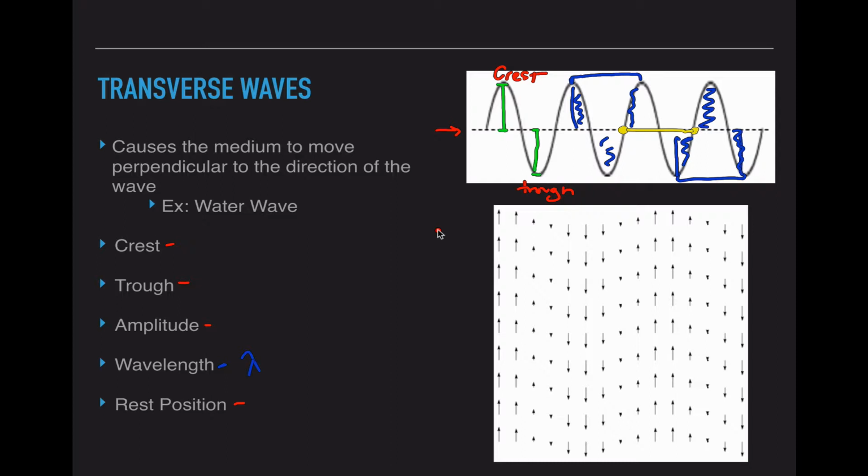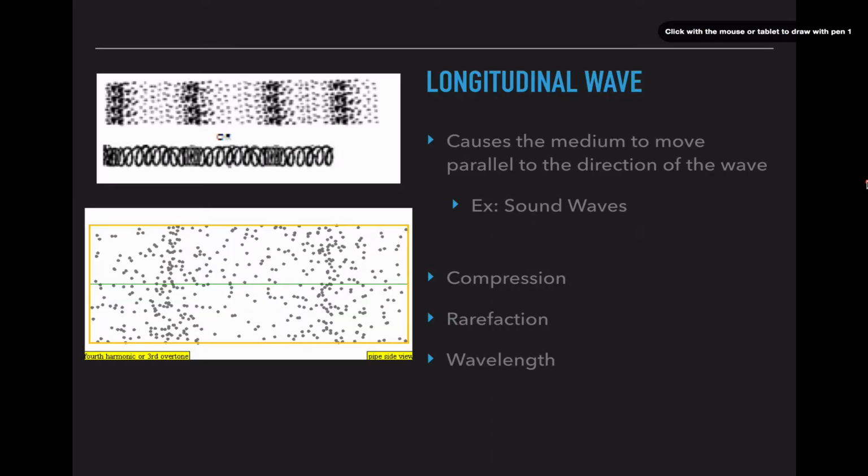So the first type of wave is a transverse wave. It's the type of wave we're going to be most used to, and it's the type of wave that we're going to be using most often. The next type of wave is a longitudinal wave. So this is when the medium moves in the same direction as the wave.